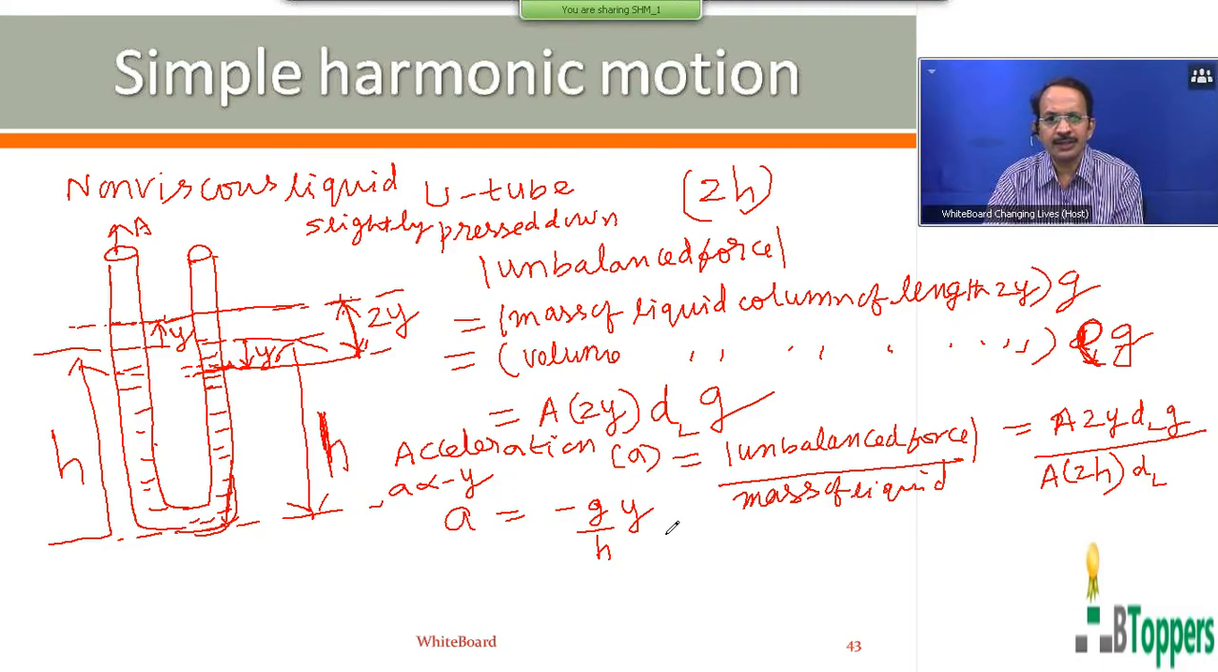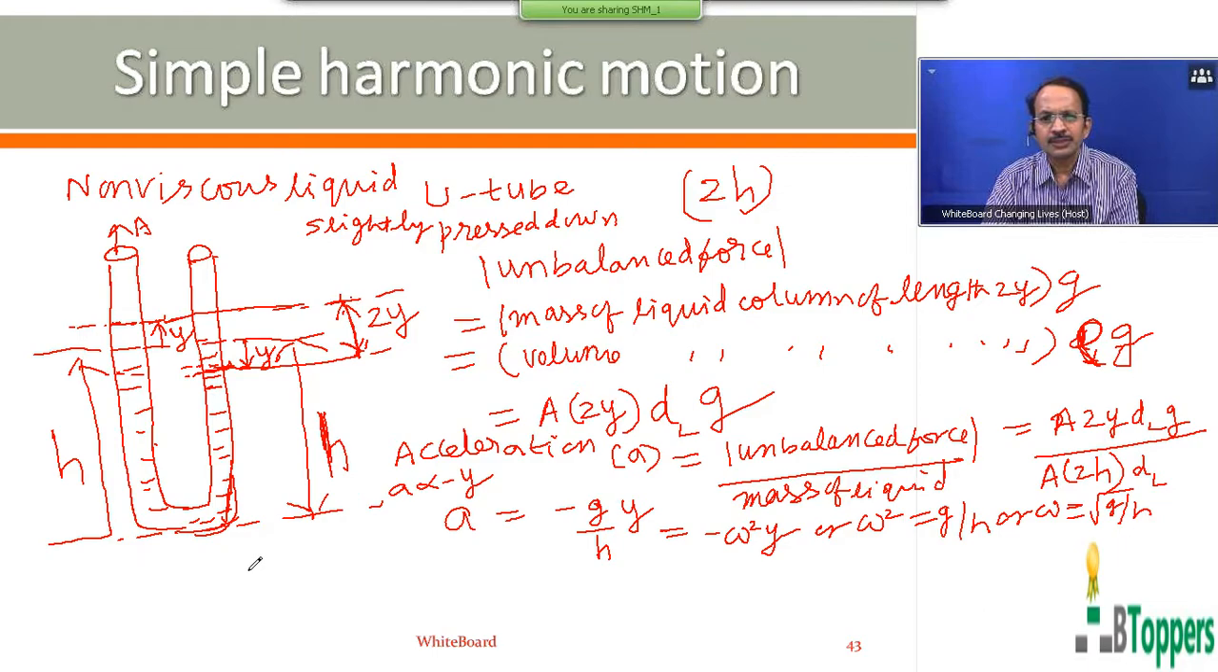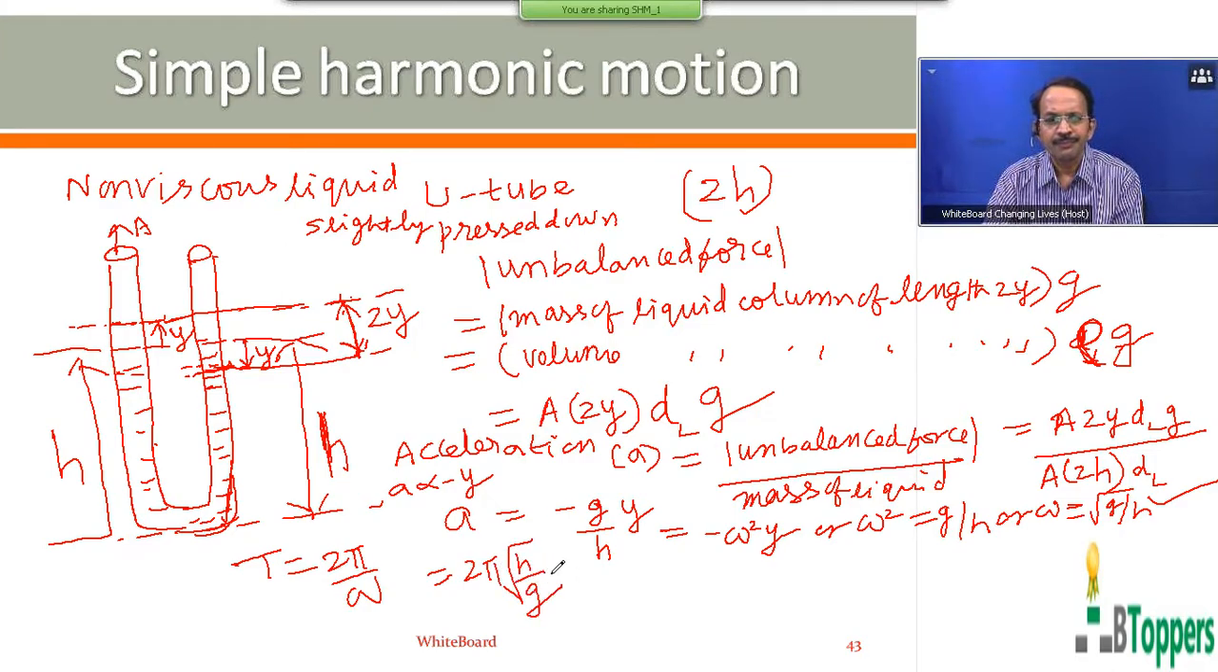So the instantaneous acceleration in simple harmonic motion can be written in the form minus omega square into y. From this you get omega square equal to g by h, or omega is equal to root of g by h. So the time period of simple harmonic oscillations is given by 2 pi by omega. Substituting this value of omega, you get 2 pi into root of h by g.